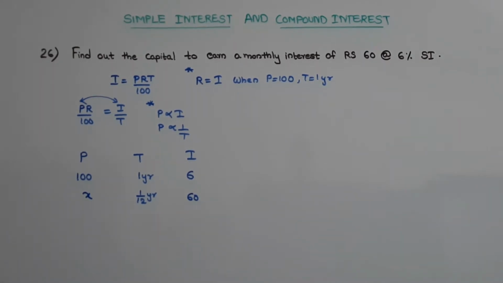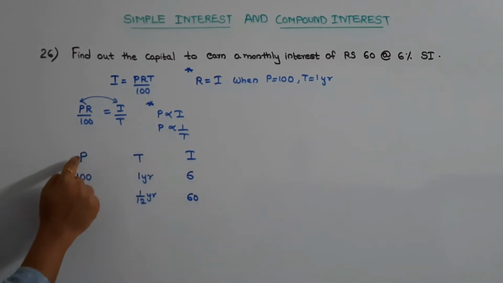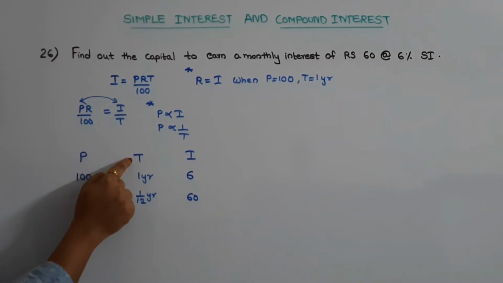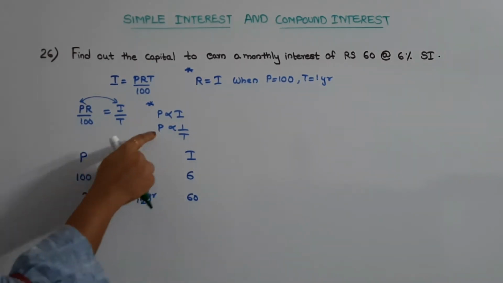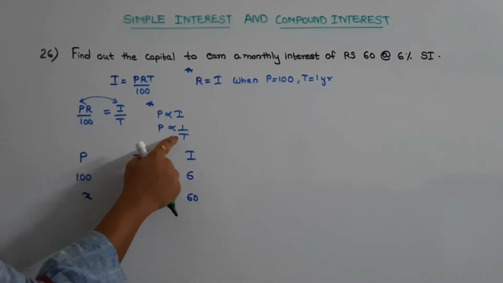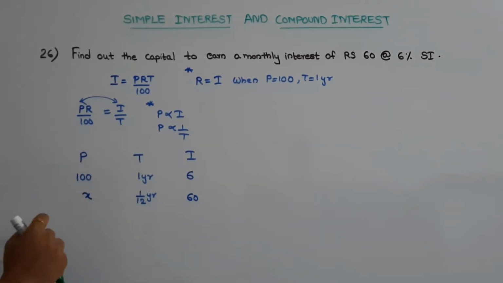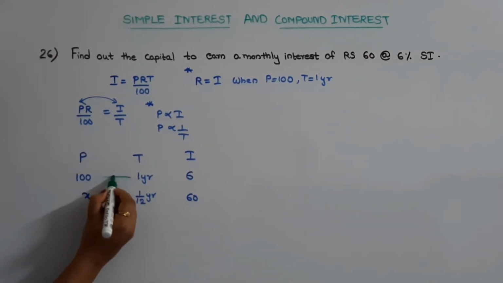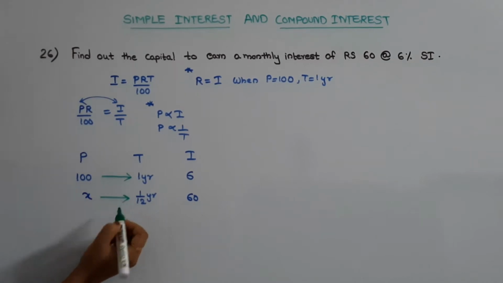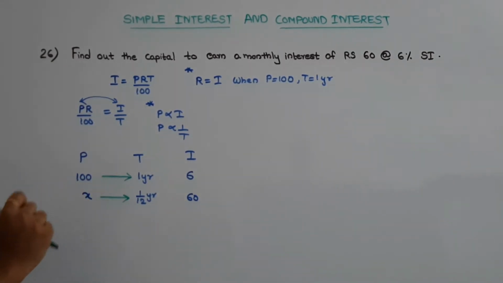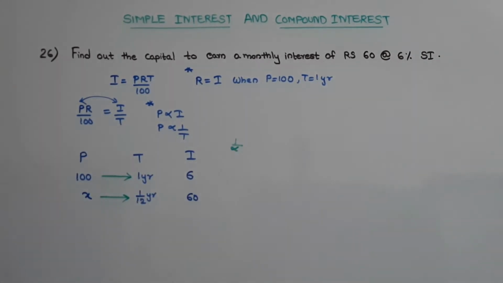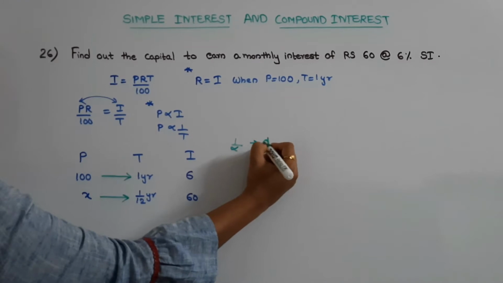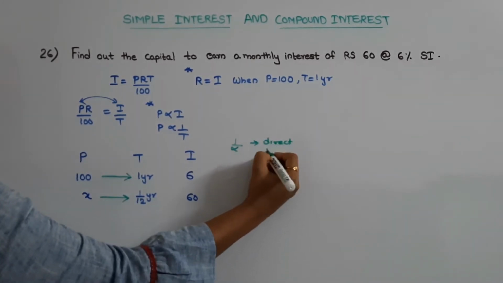Now we need to see the relationship between principal and time period. What is the relationship between principal and time period? It is inversely proportional. Principal is inversely proportional to the time period. So whenever inverse proportionality comes, you need to do direct multiplication. This is the first thing you need to keep in mind.